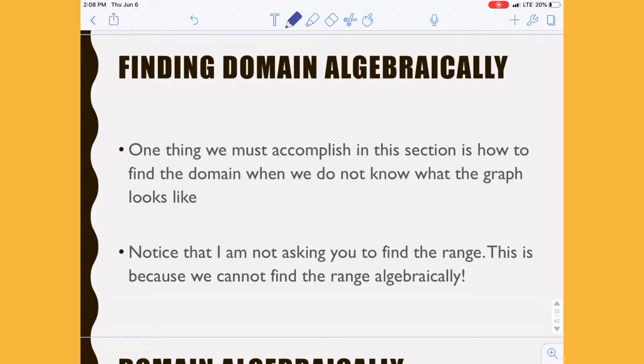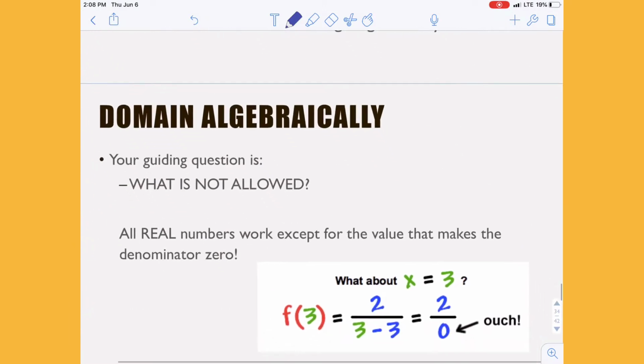One thing that we want to be able to do is to find domain algebraically. So we won't always have the graph. Sometimes we'll just have the equation. You'll notice that the title says to find the domain. It doesn't say to find the range, because there's really not a good foolproof process for finding the range algebraically. So instead, we're just going to focus on the domain.